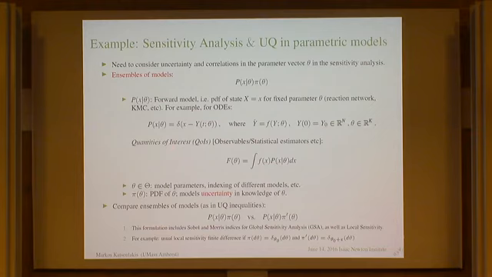What I'm interested in is quantities of interest, which could be either observables or statistical estimators. They always take this form for a given theta. I'll call them quantities of interest to capture both.